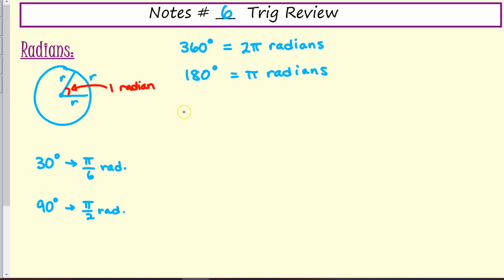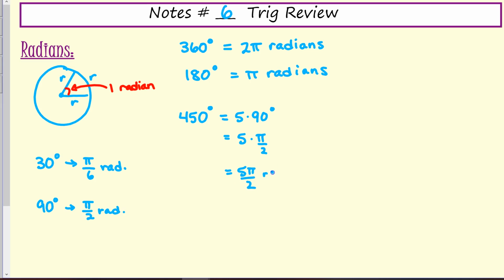What if you had something like 450 degrees? There's a lot of different ways you could think about it. You could think of this as 5 times 90. And we know that 90 degrees is pi over 2, so 5 times pi over 2 radians. So we could just call that 5 pi over 2.